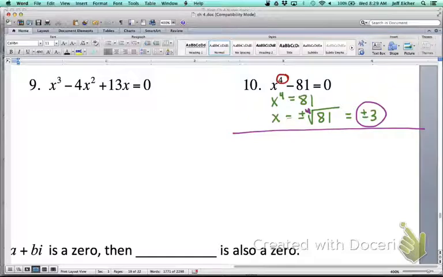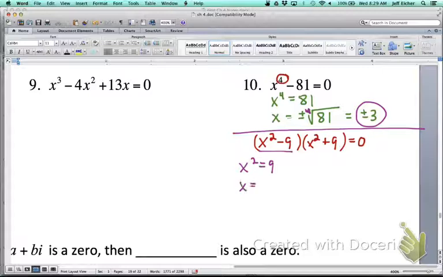So rather than doing it this way, perhaps if we could factor this to be x squared times x squared to get x to the fourth, minus 9 plus 9 equals 0. This is a difference of 2 squares. Now this part right here would give us x squared equals 9. X would be the square root of 9, plus or minus the square root of 9, which is that original solution I got, plus or minus 3.